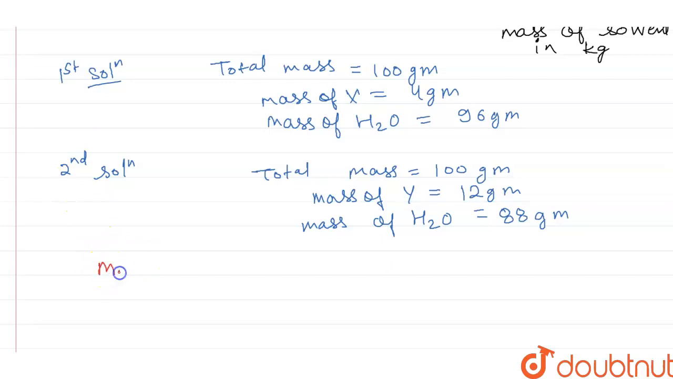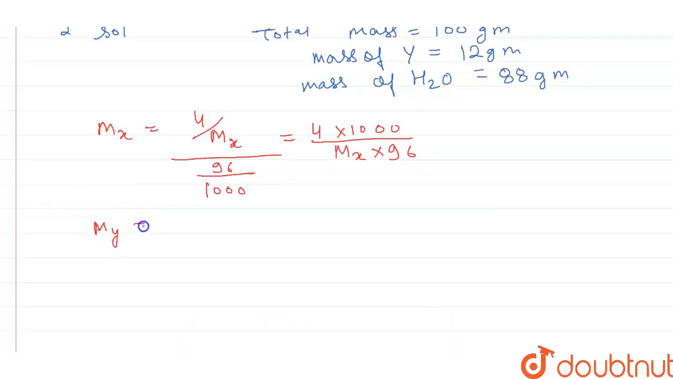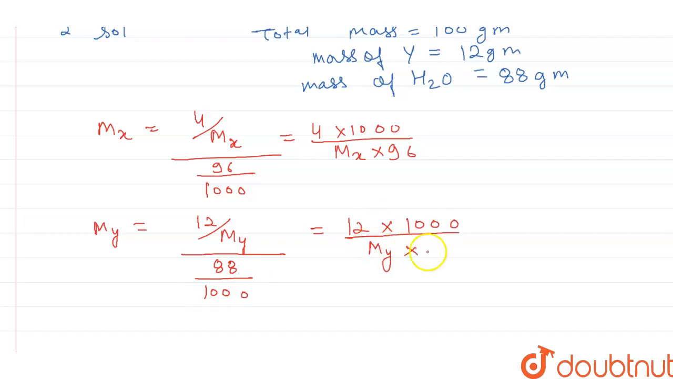So the molality of X is equal to the number of moles of X, which is the solute. So the number of moles of X is equal to 4 divided by the molecular mass of X, divided by the mass of solvent, which is water, in kilogram. So divided by 1000, which is equal to 4 multiplied by 1000 divided by MX multiplied by 96. And the molality of Y is equal to 12 divided by MY divided by 88 divided by 1000, which is equal to 12 multiplied by 1000 divided by MY multiplied by 88.